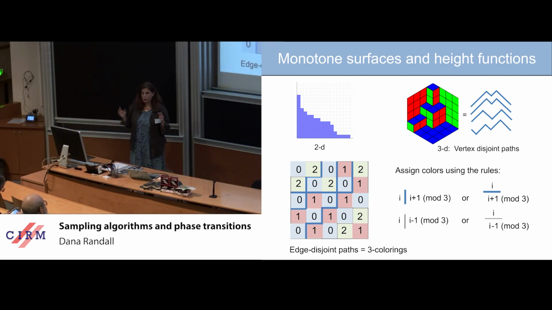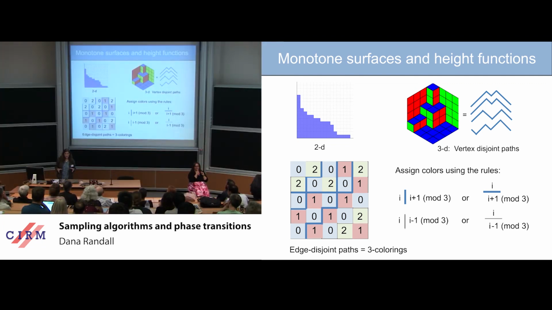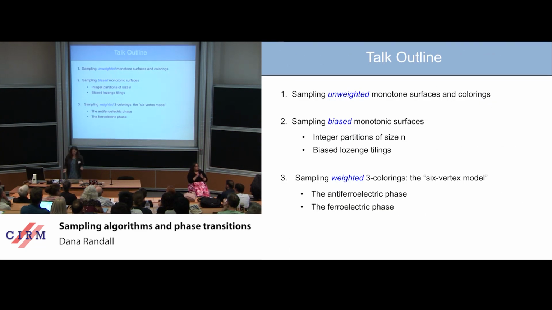So if I'm interested in the set of 3 colorings of the lattice, I can capture this by a set of edge disjoint lattice paths on the grid. So it's pretty cool that you have these 3 very different problems that come up. So this is the plan for my talk.